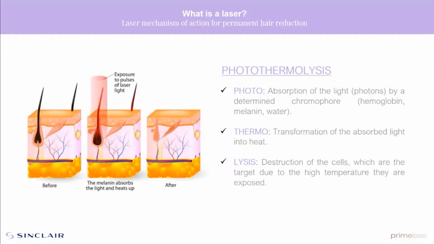Thermo means exactly the transformation of this absorbed light into heat. And lysis means destruction of the cell because of this increase of temperature. So we will be removing or killing the cells because there's a transformation of light into heat, because this light has been absorbed by a determined chromophore.